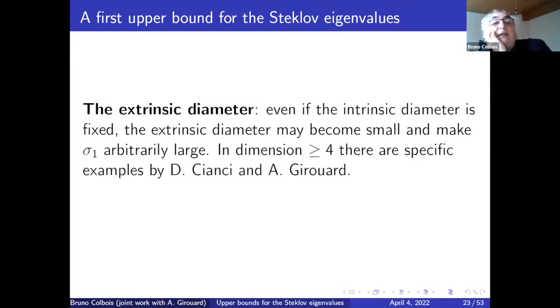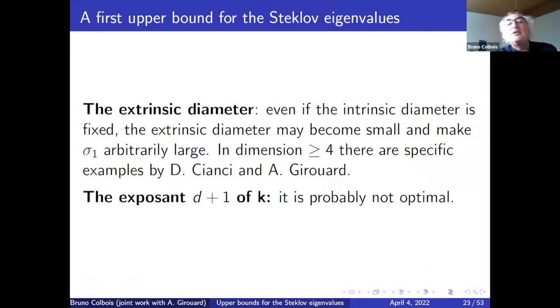So there is a family of examples in a very specific situation by Donato Cianci and Alexandre Girouard. So this is much more specific and also more difficult to explain. So I did a very symbolic picture to try to explain this. About the exponent, of course, K has to be there, but we don't know if D plus 1 is optimal. I don't think it's optimal. So I come back to the example by Cianci and Girouard.